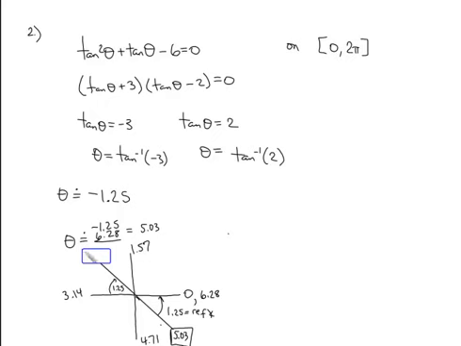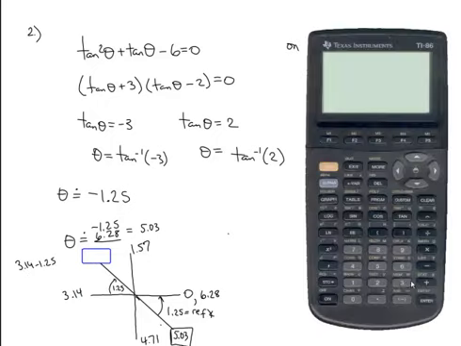So the question is, how do we get to this location? Well, notice that we're closest to 3.14 on the x-axis, and since we're going to be less than 3.14, we're going to do 3.14 minus 1.25. It's going to be 1.89.